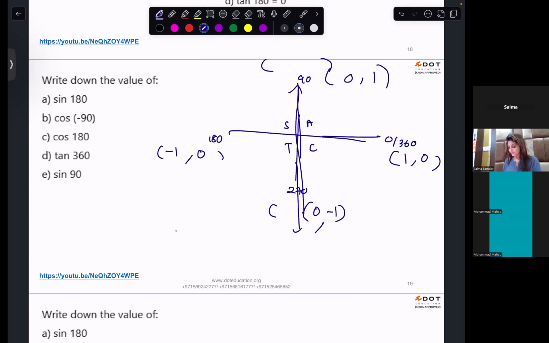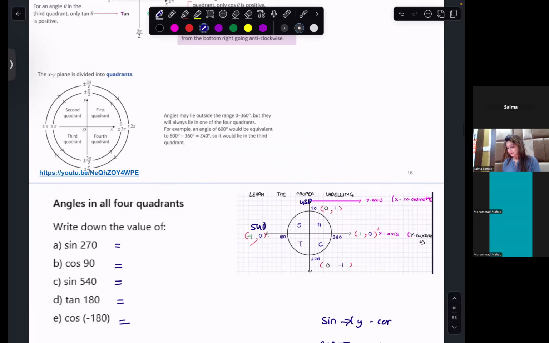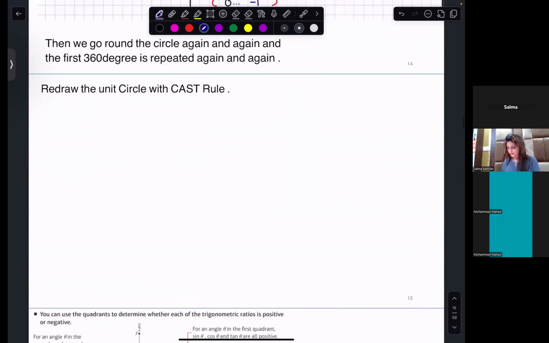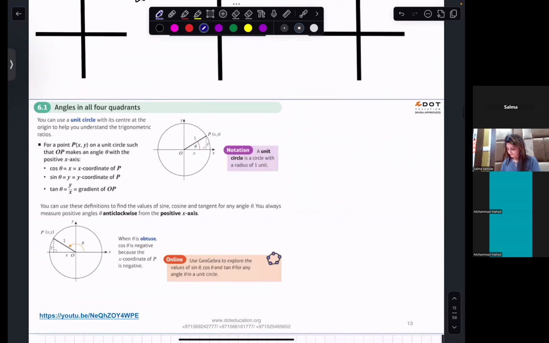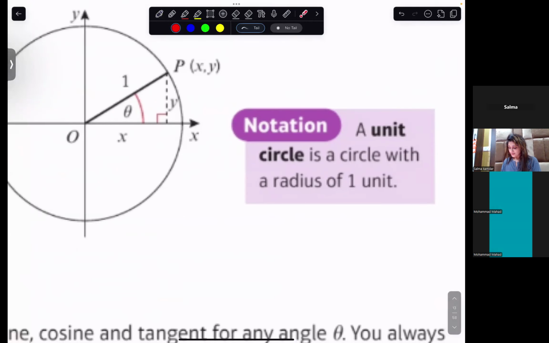Then what are the things you have to know? Sine would be the y coordinate, the y-axis. Cos would be the x coordinate. If you don't remember, then you would look at SOH CAH TOA. This is x and this is y. Sine theta, opposite over hypotenuse. Cos theta, adjacent over hypotenuse.